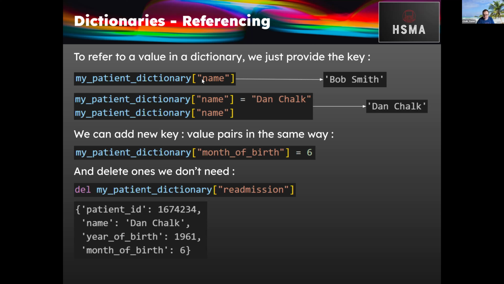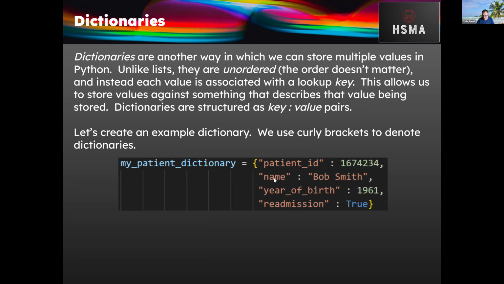So to refer to a particular value in the dictionary, because they're unordered, we have to give the key, the name of the thing we're looking up. We do that using square bracket notation. So we give the name of the dictionary and then immediately open some square brackets, and then in inverted commas we put the name, because it's a string, we give the name of the lookup key, which in this case is name in this example. And so if I do that on my dictionary, it'll return Bob Smith. Remember, that's my dictionary here. So the corresponding value for the lookup key name is Bob Smith.